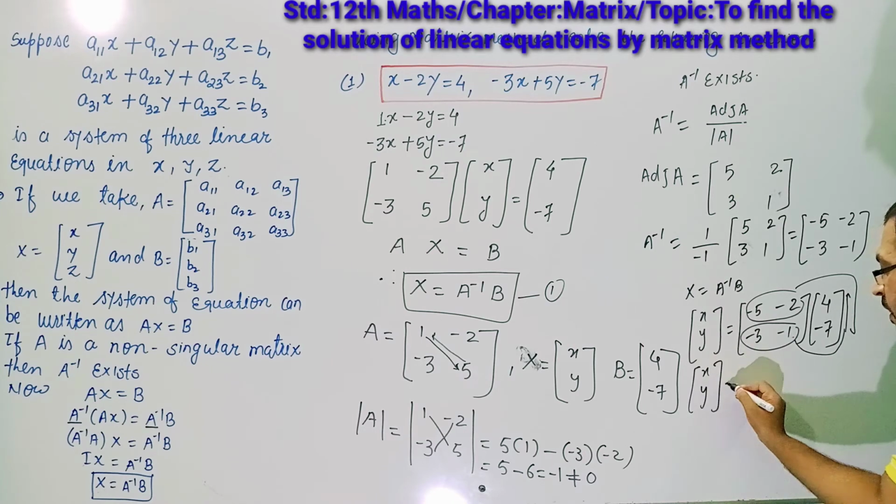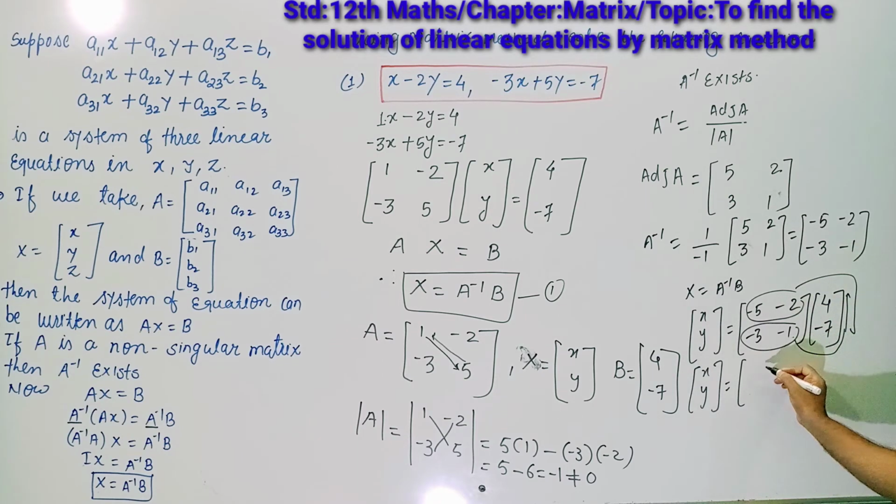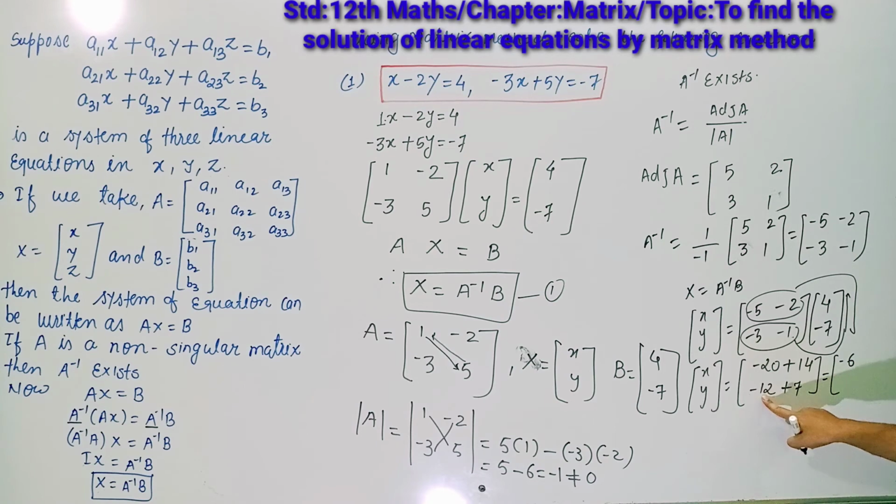Now getting the multiplication of minus 5 by 4: minus 5 into 4, we are getting minus 20. And now minus 2 multiplied by minus 7, we are getting plus 14. Similarly, minus 3 is to be multiplied by 4, minus 12, and minus 1 is to be multiplied by minus 7, we are getting plus 7. Okay students, so minus 20 plus 14, we are getting minus 6, and minus 12 plus 7, we are getting minus 5.